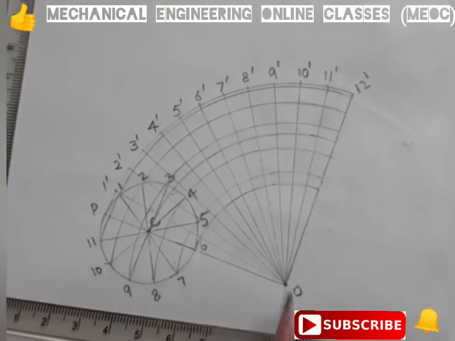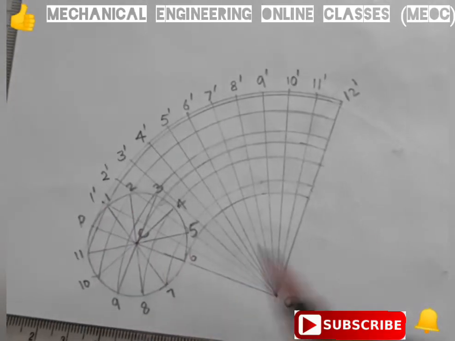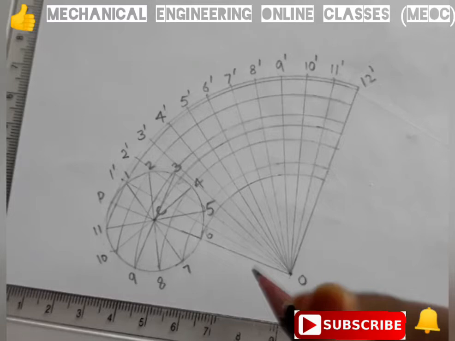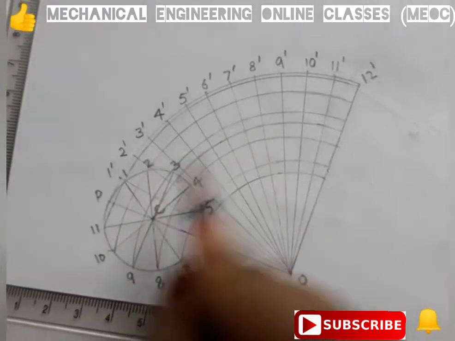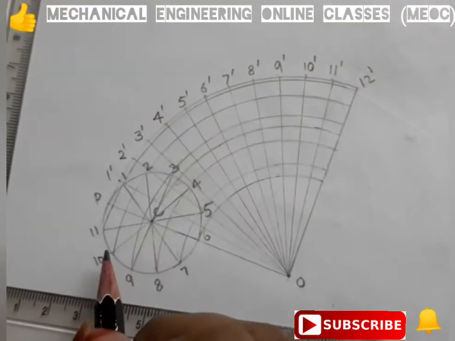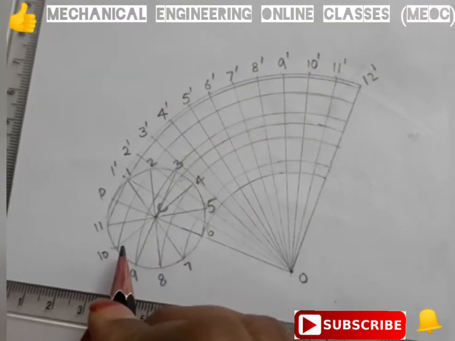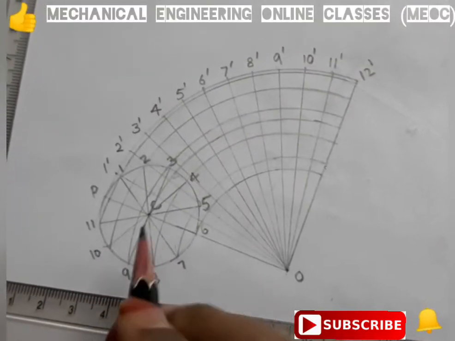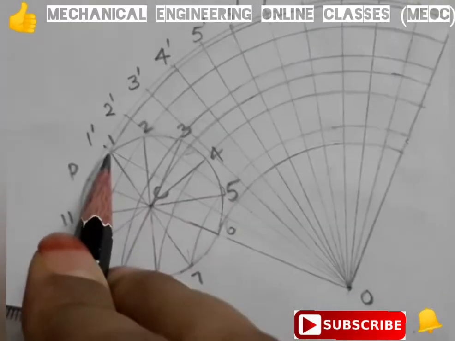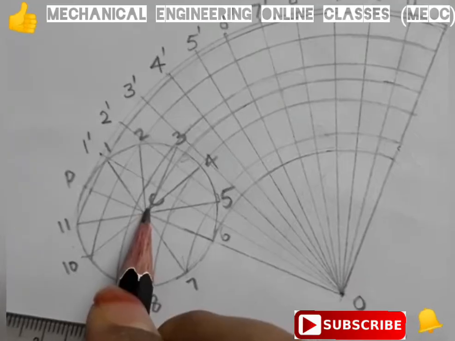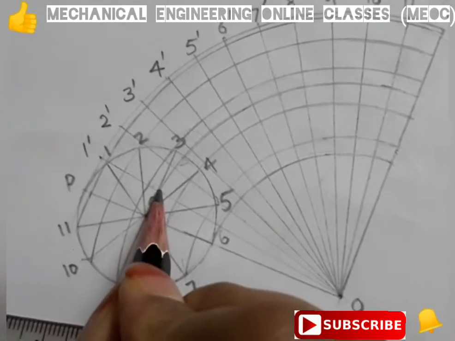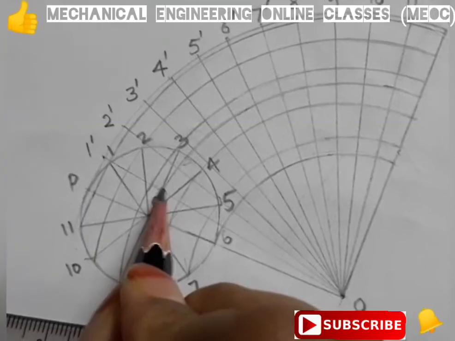So we have joined O1 dash, O2 dash and so on up to O11 dash. Now the purpose of this process, that is joining O to all the points, is to identify the instantaneous center. Now consider O1 dash line. It is intersecting the arc passing through the center, that is point C, at one point. Let me name that point as C1.